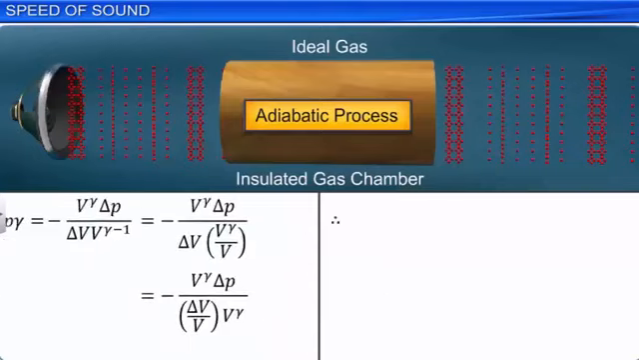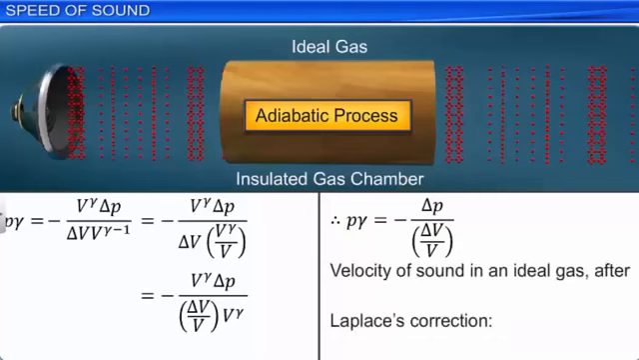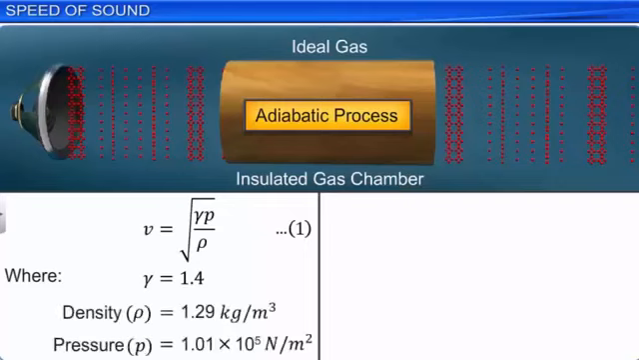Thus, the velocity of sound in an ideal gas, after Laplace's correction, is expressed as v is equal to the root of gamma P by rho. Let this be equation 1. The value of gamma for air is 1.4. Substituting the values of gamma, P and rho for air in equation 1, we get the value of v in air as approximately equal to 331 meters per second. The speed of sound in air at standard temperature and pressure conditions thus obtained by implementing Laplace's correction is in agreement with the experimental value.